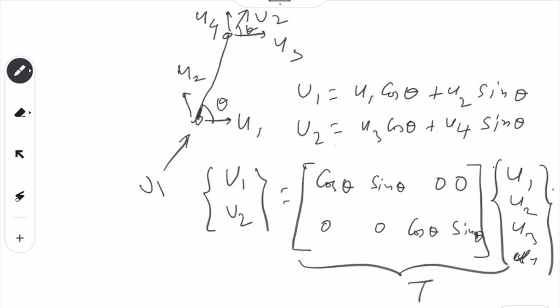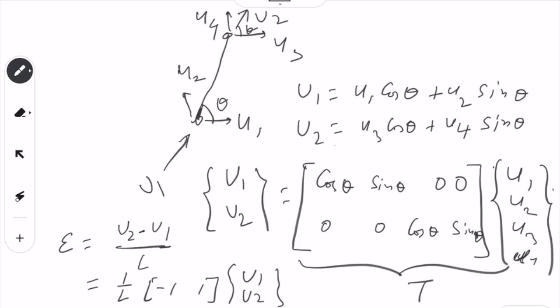We have this transformation matrix T, let's call it, and this is going to transform the 4 displacement system to 2 displacement system. Once we have this, it will give us how much each node has moved, and the difference of the two will give us the strain, right? So strain will be equal to u2 minus u1 over L, or simply 1 over L times [minus 1, 1] times [u1, u2].